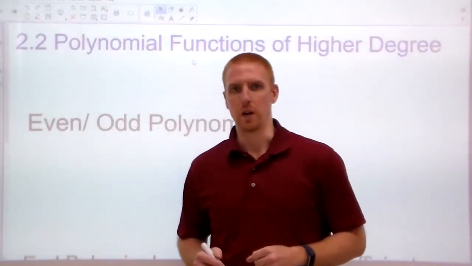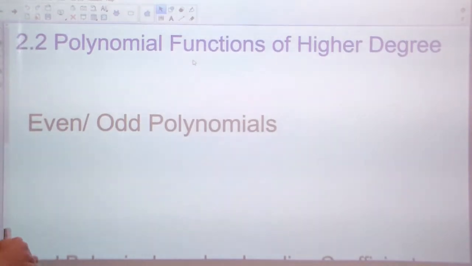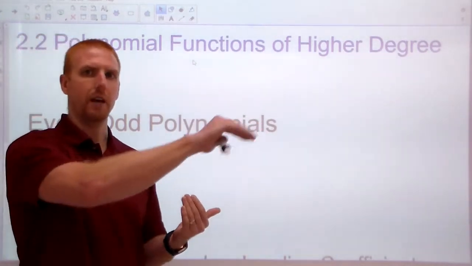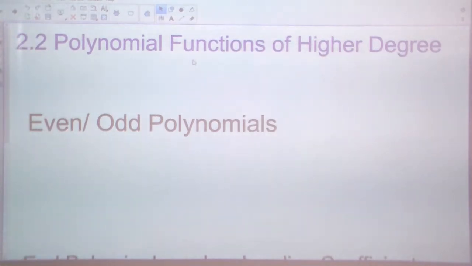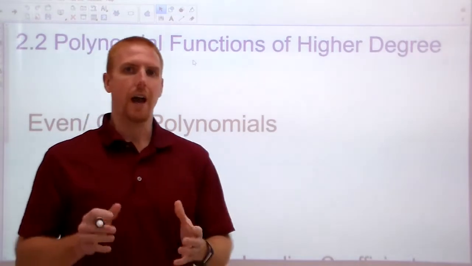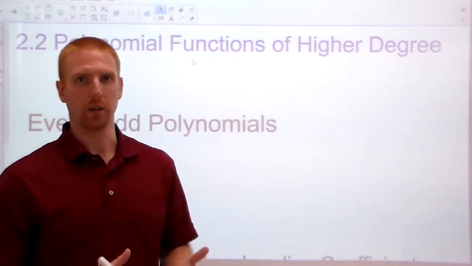So section 2.2 is talking about polynomials of higher order degree. That may not feel very descriptive. Basically polynomials that have lots of ups and downs, so x cubed, x to the fourth, x to the fifth, those kind of polynomials. And what we're going to be looking at most specifically is how do you graph these or get a pretty approximate graph of these things without a calculator.